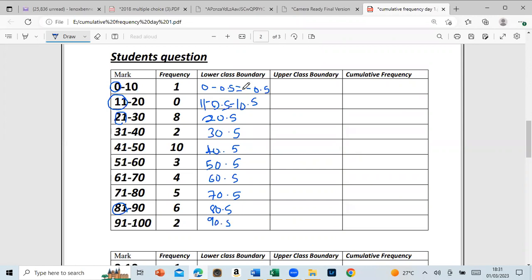For the upper class boundaries, we just add 0.5 to this. So we add 0.5, alright? It will be 10 plus 0.5, that gives you 10.5, 20 plus 0.5, and so on. Alright? 30. You can literally just see a little pattern, just like when we're doing the midpoint.